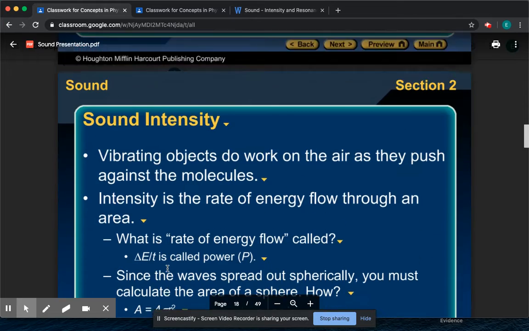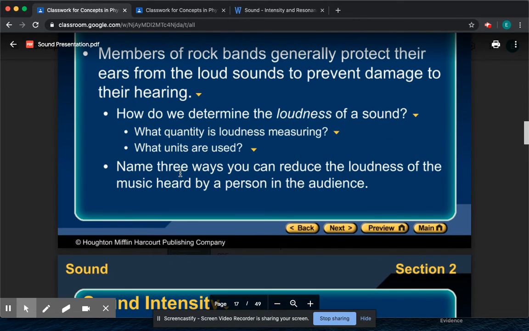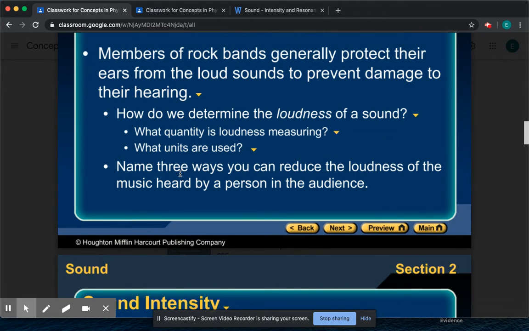Okay. So back to the original prompt, name three ways you can reduce the loudness of music heard by a person. You can do the obvious thing, which is lower the power output. Okay. Or you can move the speakers. Okay. You can move the speakers closer, let's say at a concert, you can move the speaker closer to the people. You can move the speaker further away from the people. Okay. All depends on how loud you want it to be.